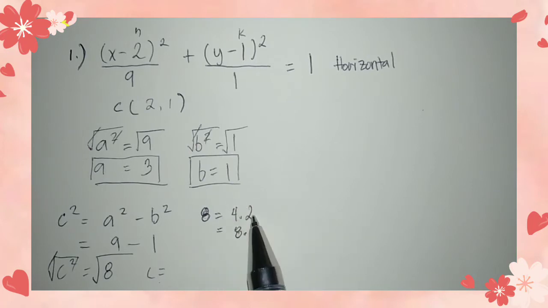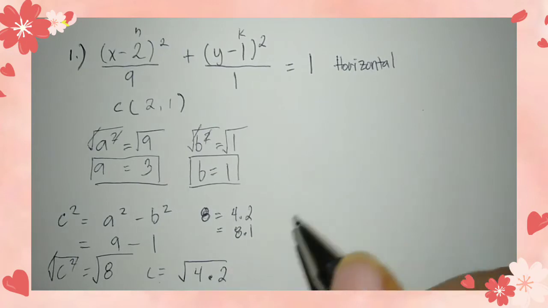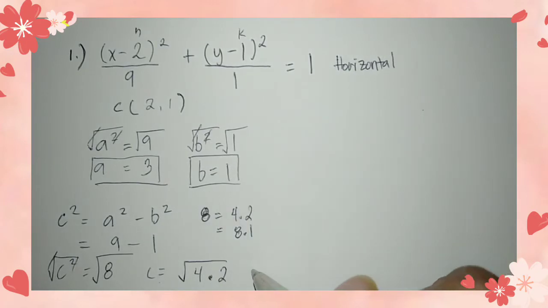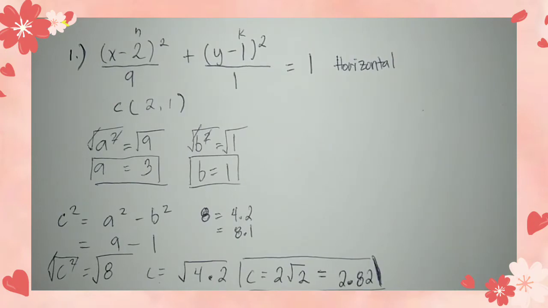Meron tayong 4 and 2 wherein si 4 ay may square root. So, ang gagawin natin diyan, we have square root of 4 times 2. And then, ilalabas natin si 4, right? So, we have c is equal to 2 square root of 2. This enables us to easily plot this in our Cartesian plane. 2 square root of 2 is 2.82. Okay? So, ginawa nating decimal para madali nating ma-plot sa ating Cartesian plane.